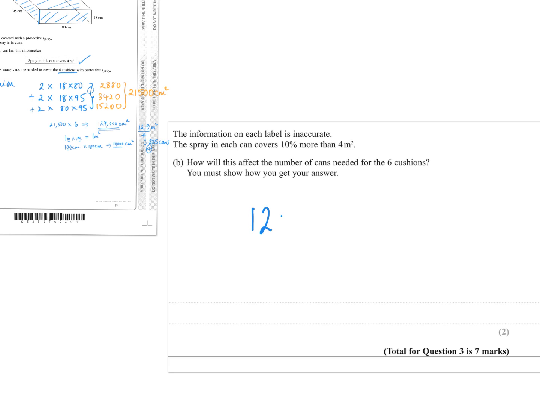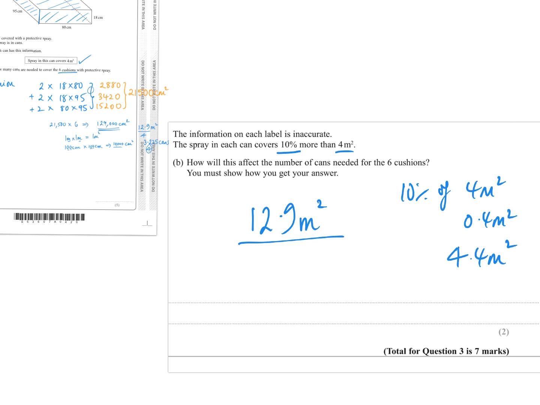So we're going to have 12.9 metre squares to cover. But now the can covers 10% more. So 10% of 4 metre squares is 0.4, and we just add that on. So we'd get 4.4 metre squares. And of course, use your calculator if you need to.